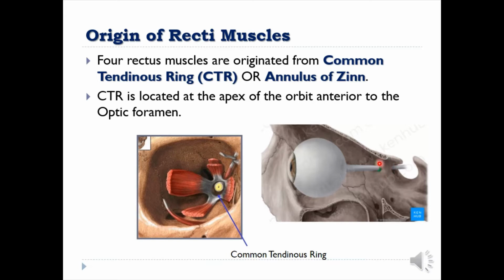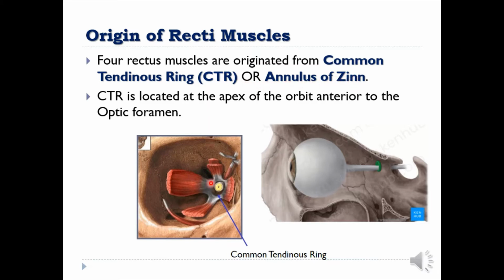Okay, you can see this green color thing here, and through that canal or foramen, your optic nerve is going behind the eye or behind the orbit. So these recti muscles, or rectus muscles, are originating from the common tendinous ring, also known as CTR. Another name of that is annulus of Zinn.